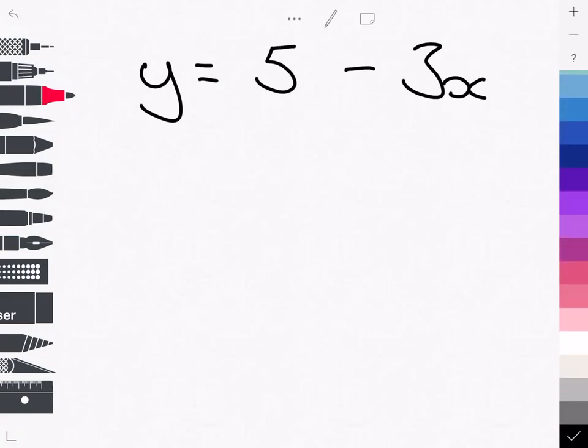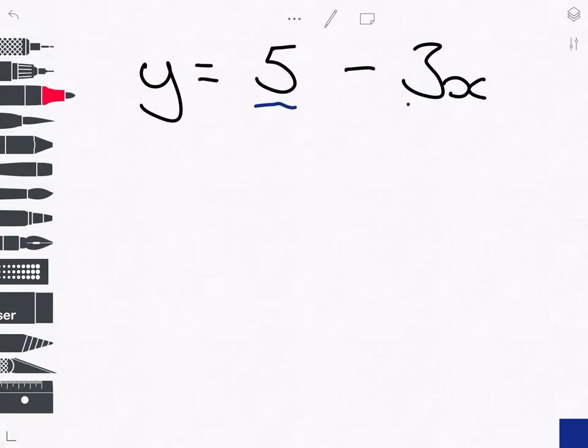So let's look at another equation, slightly different. Not very different though, but we need to find the gradient. So is this the gradient or is this the gradient? Now this one's a little bit trickier because it's not in the form y equals mx plus c. It's actually y equals c plus mx. Okay, because it's just being shifted around a bit.